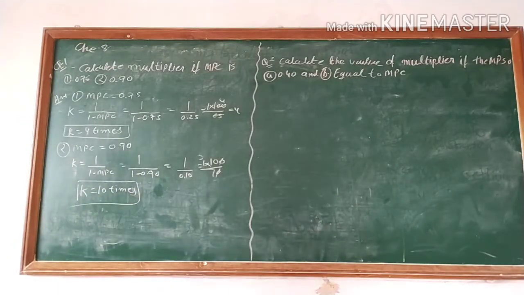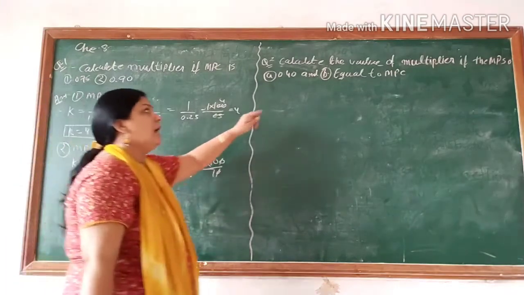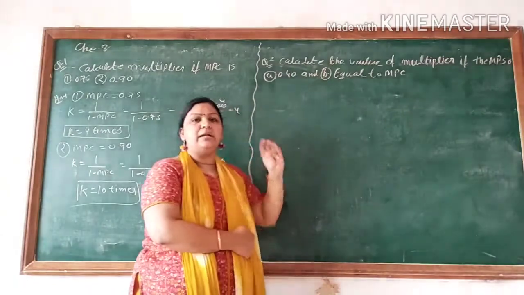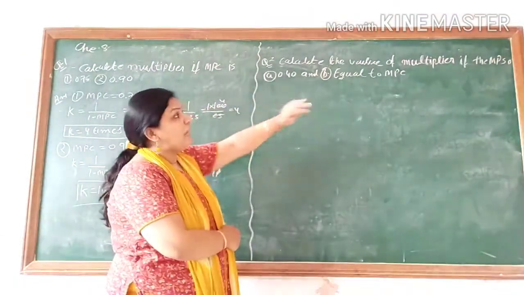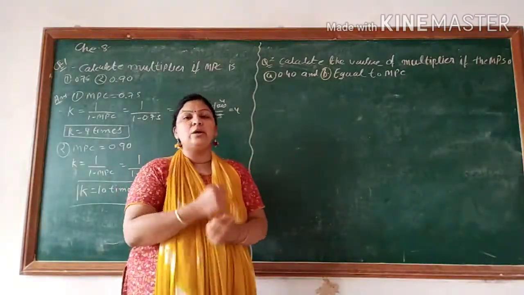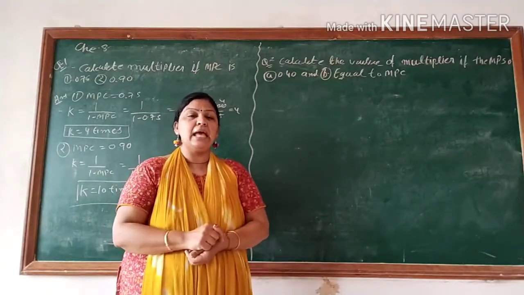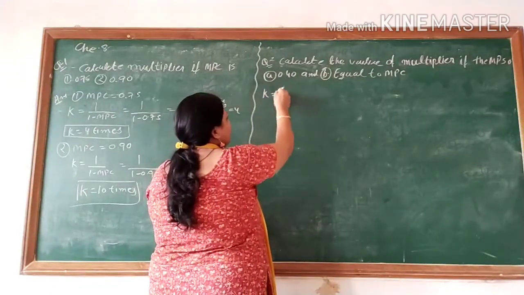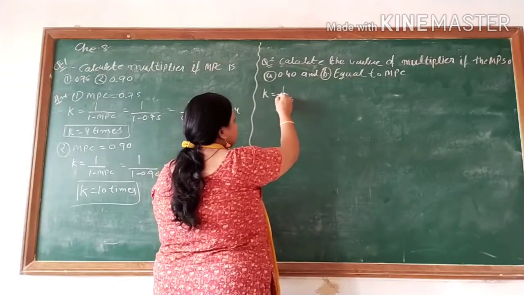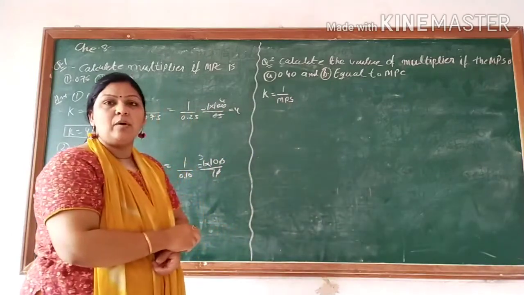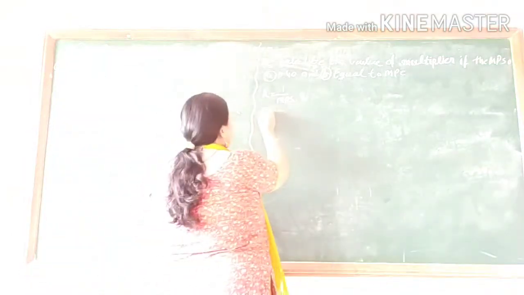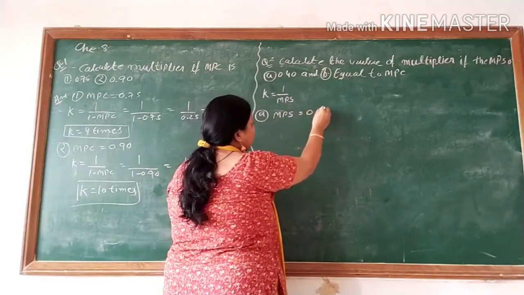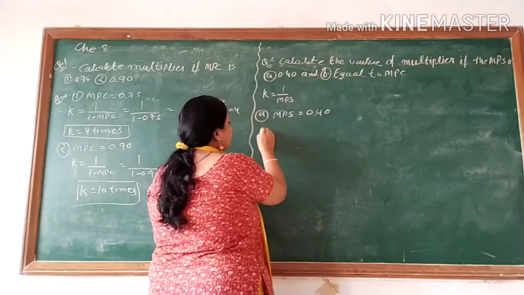Now the next question, focus on this only. Calculate the value of multiplier. It means again you just calculate the value of K. Now the MPC is not given to you, MPS is given to you. So when the MPS is given to you, what is the formula? 1 upon MPS. Okay? 1 upon MPS. So in the first, MPS equal to 0.40, it is given. So now use this formula.